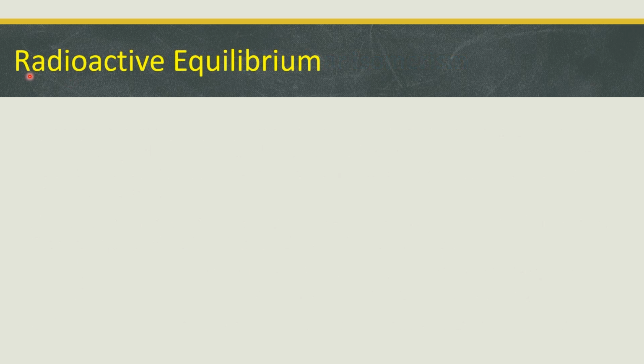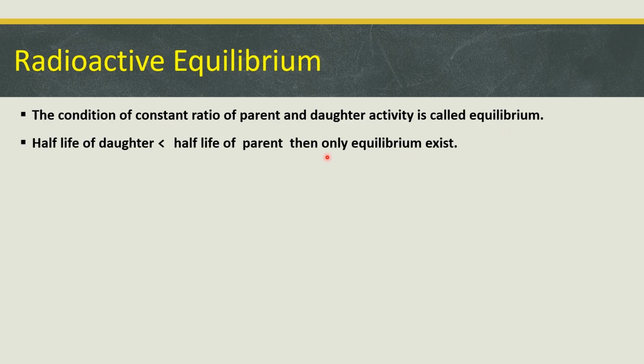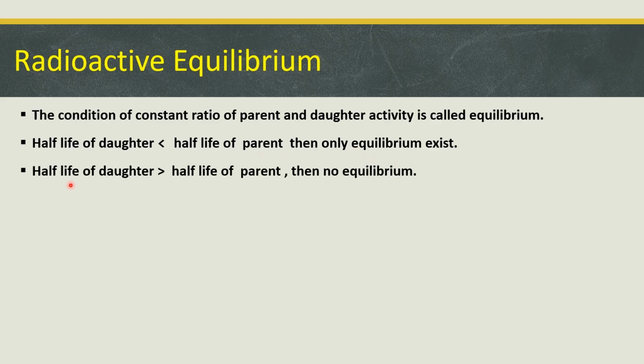So the next point is radioactive equilibrium. What is radioactive equilibrium? The condition of constant ratio of parent and daughter activity is called equilibrium. If it happens with radioactive elements, that is radioactive equilibrium. It also shows the relation between parent and daughter. Radioactive equilibrium exists when the half-life of the daughter is smaller than the half-life of the parent; only then will the equilibrium exist. When the half-life of the daughter is greater than the half-life of the parent, there is no radioactive equilibrium.